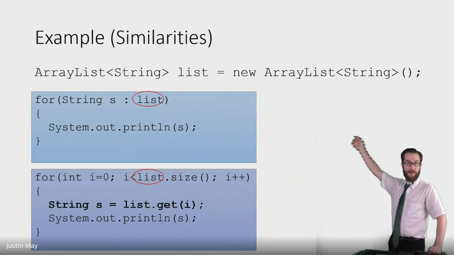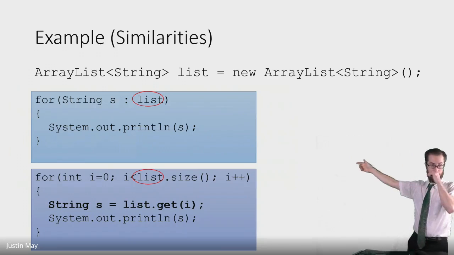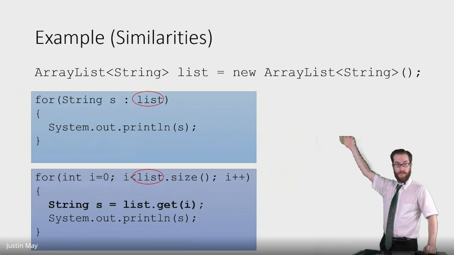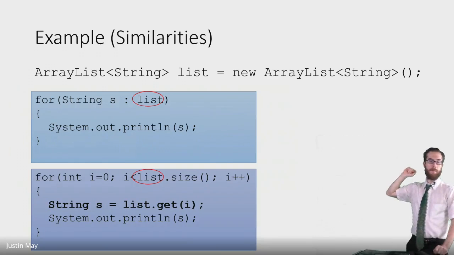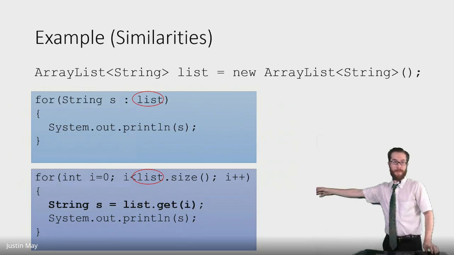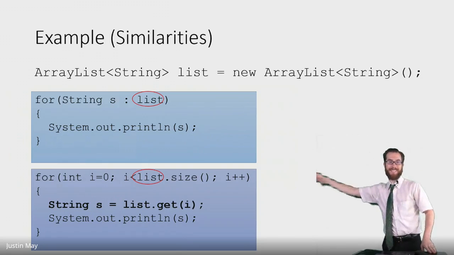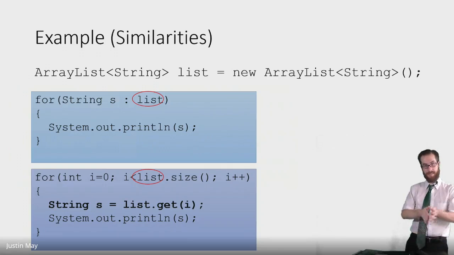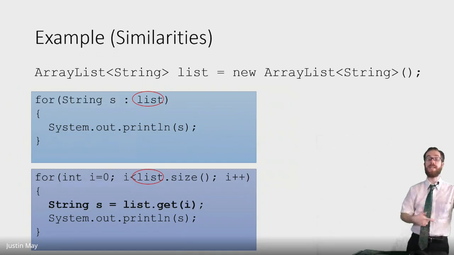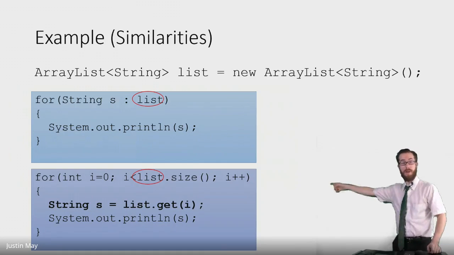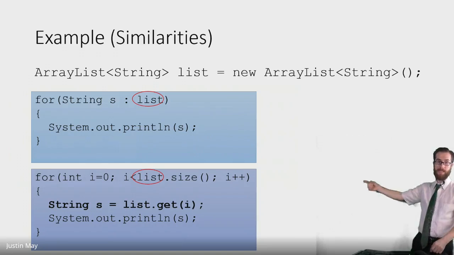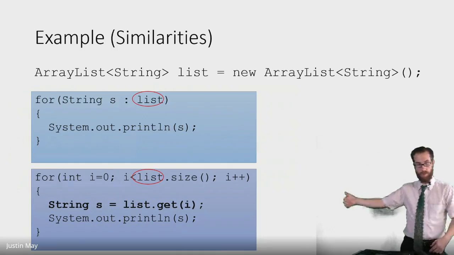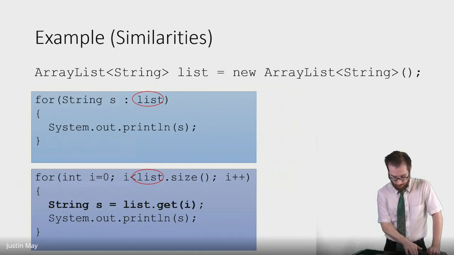They're both iterating over this list, which is called list. In the for each loop, it's colon name of the list. In the for loop, it's part of our condition: while i is less than list.size. So while i is less than that, we're just iterating over each index of the list. We start at 0 and we're looping as long as i is less than the size, which means we'll iterate over all of the elements.